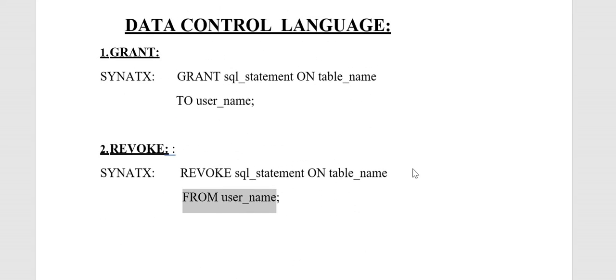So up to now we have discussed all 5 statements. First one is data query language: select, projection, selection, and joins. Joins we have not discussed. We will discuss in the next video or another video. And next one is data definition language: create, rename, alter, truncate, and drop. And data manipulation language: insert, update, and delete.